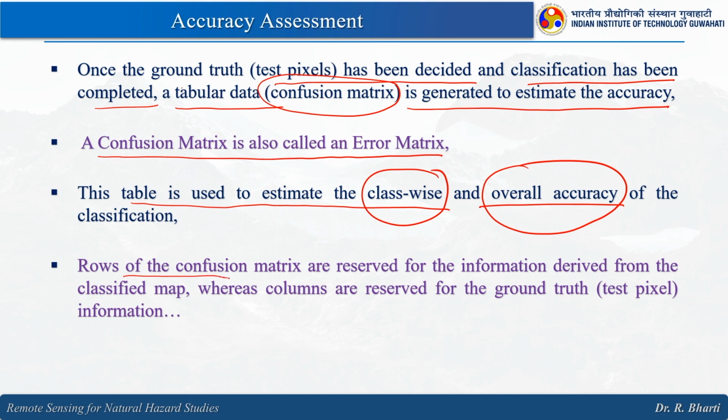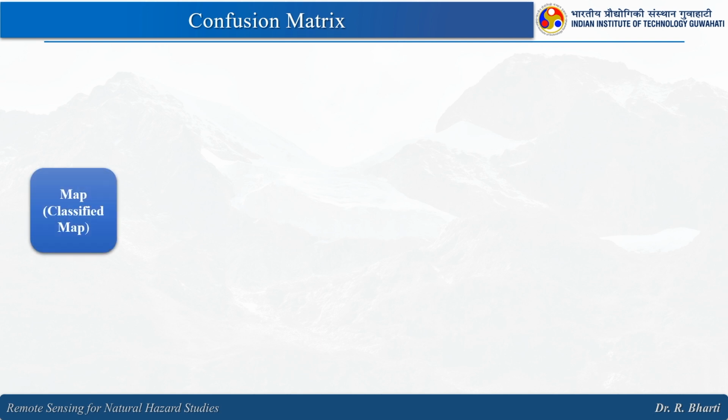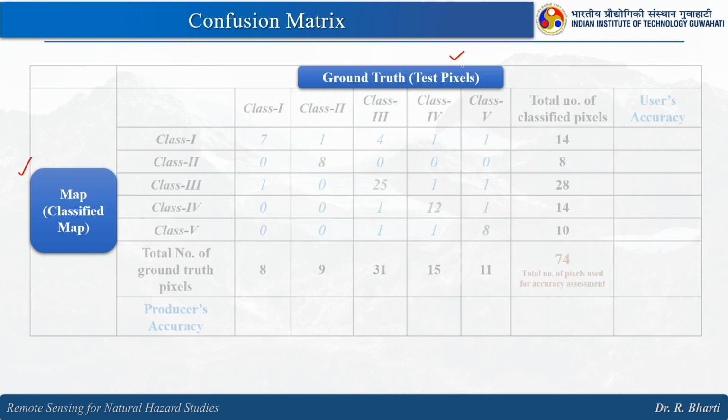Rows of the confusion matrix are reserved for the information derived from the classified map, whereas the columns are reserved for the ground truth. That is, from the ground you are collecting the test pixels, right. So, those are fixed in the columns. We will see that confusion matrix here. So, here the row is the map classified and the column is the ground truth, right.